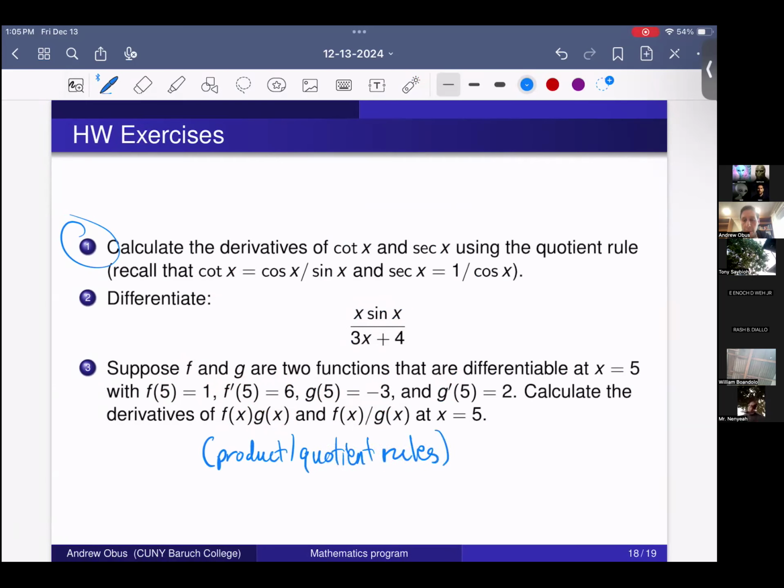Doctor, please. Yes, Rash? Will the exercises also be in the homework? Yes, I'm going to send these on the chat. I was just reading the exercises. So on the chat, we'll have this.